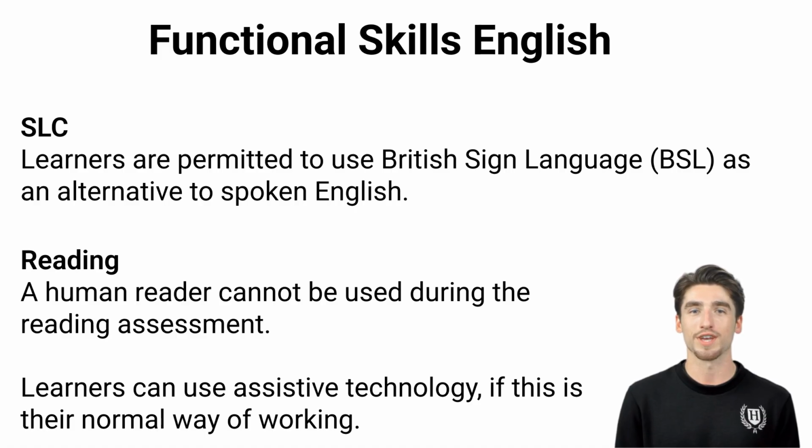Learners may use British Sign Language during the speaking, listening and communicating assessment if it's their usual method of communicating. No other languages are permitted as alternatives to English. A human reader cannot be used during the reading assessment, as this would prevent the learner from independently demonstrating the assessment criteria. However, a learner may use assistive technology, such as a digital reader, if this is their normal way of working, as this will allow them to complete the assessment independently. Please note that all learners are permitted to have a hard copy of a dictionary for their reading exam, including bilingual dictionaries, but we cannot allow online dictionaries.